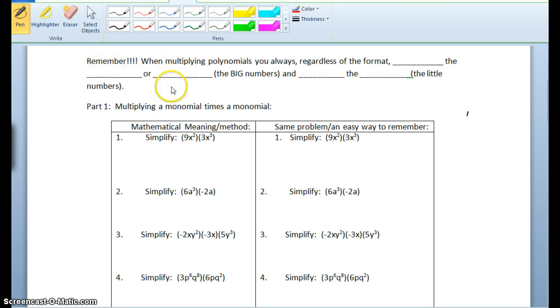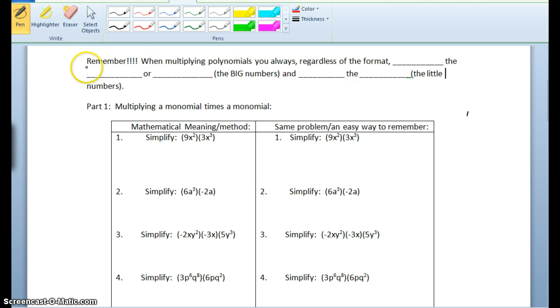Okay, this video is about multiplying monomials times monomials. A monomial is simply one term. For example, 9x squared is one term, and we're going to be multiplying it by 3x to the third power. That's also one term. In this video, I'm going to show you the mathematical meaning of multiplying a monomial times a monomial. Basically, it's spread out to help with your concept or understanding. And then I'm going to show you the same problem and an easier way to remember.